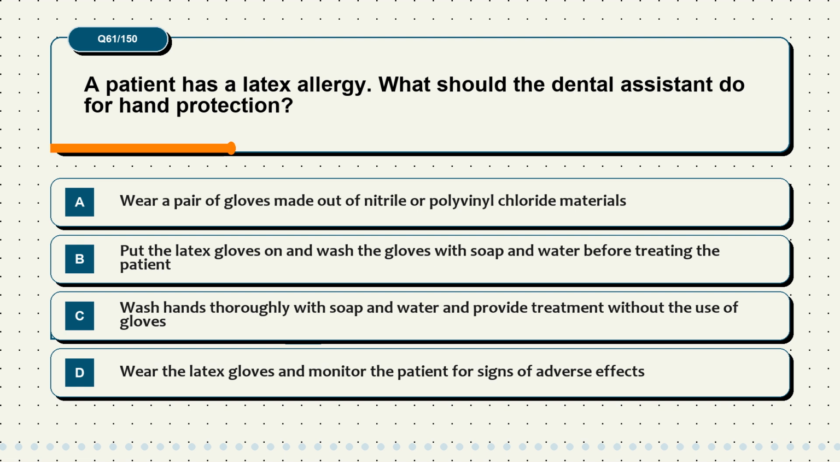Here are the options. Option A, wear a pair of gloves made out of nitrile or polyvinyl chloride materials. Option B, put the latex gloves on and wash the gloves with soap and water before treating the patient. Option C, wash hands thoroughly with soap and water and provide treatment without the use of gloves. Option D, wear the latex gloves and monitor the patient for signs of adverse effects.